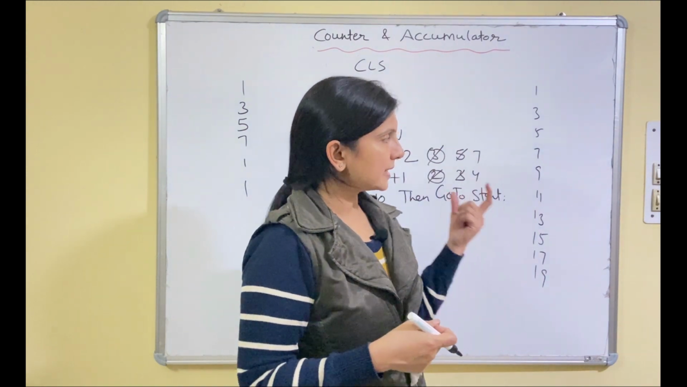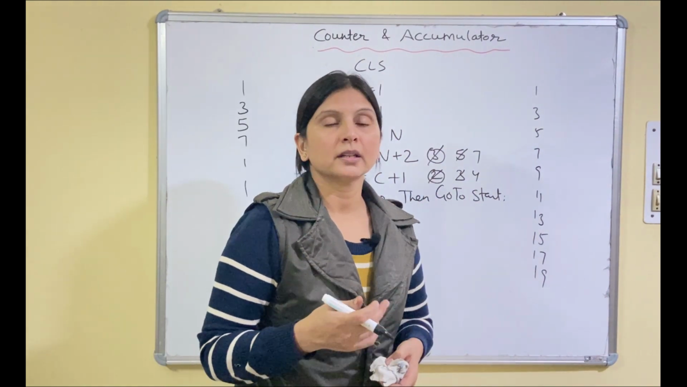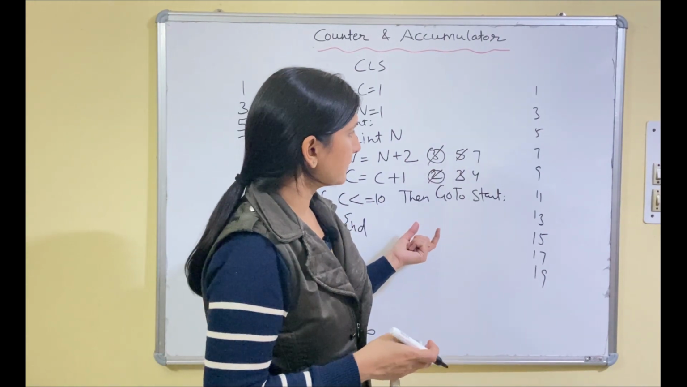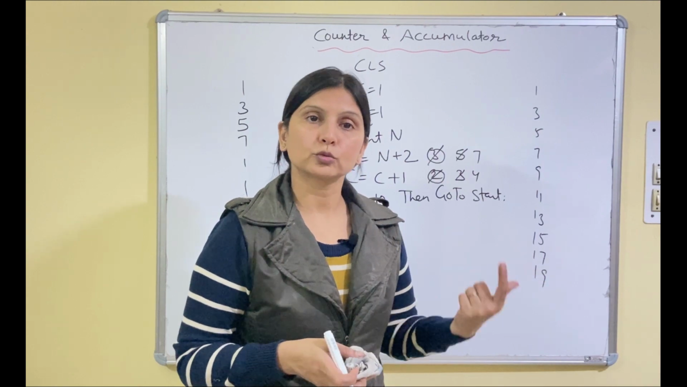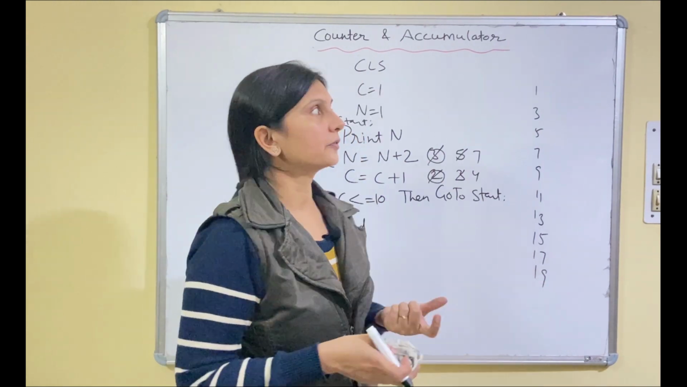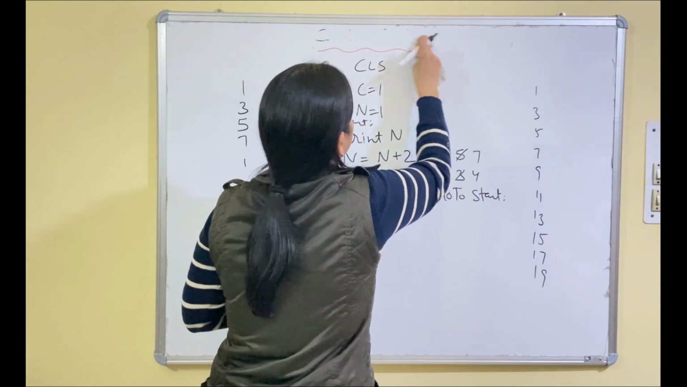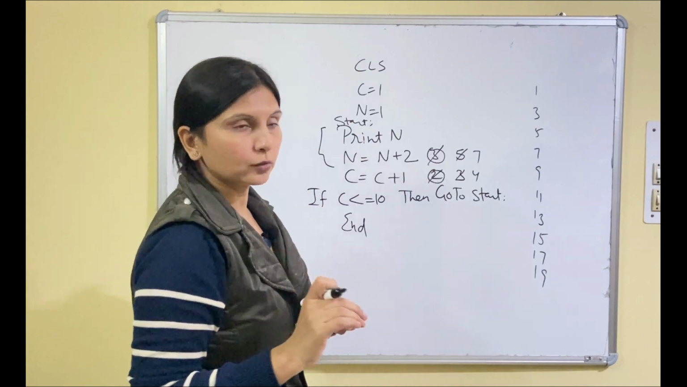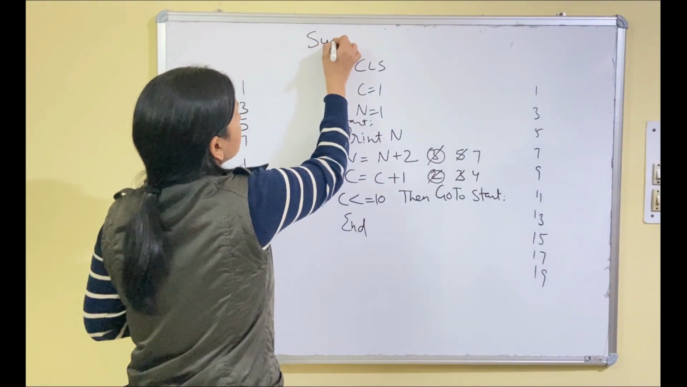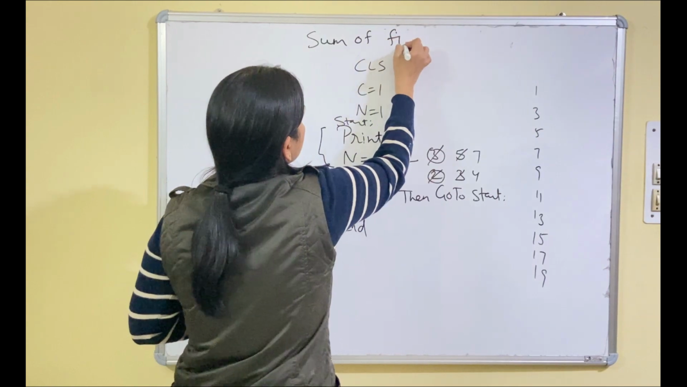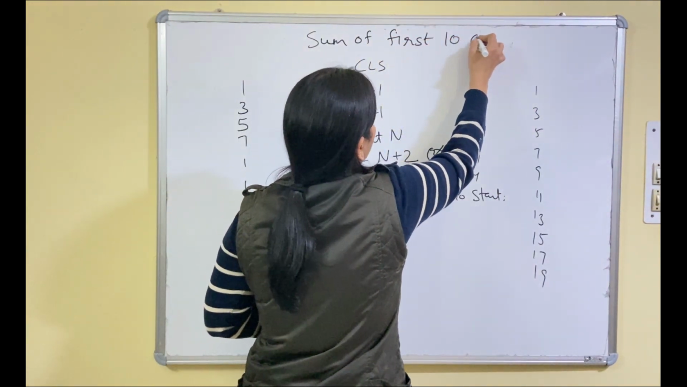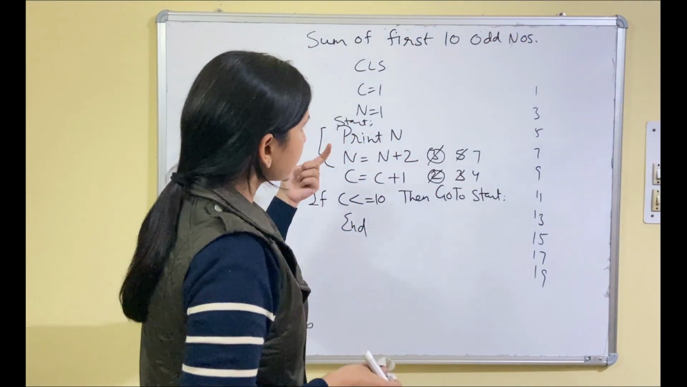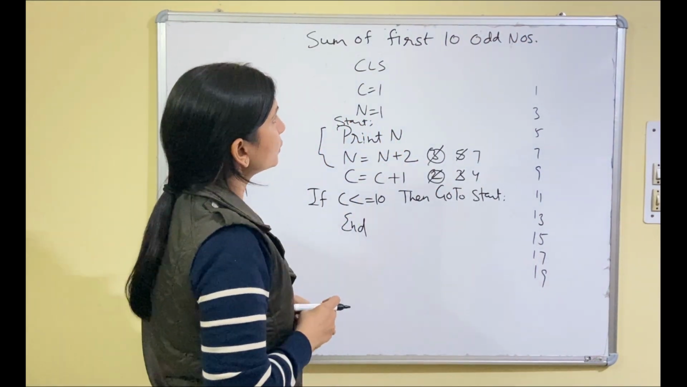Fine. Let's see, in the same program I am making some changes. Accumulator variable we use where we need to find out sum. So if I write a program to display sum of first 10 odd numbers, what is the program? This was to display first 10 odd numbers. Now it is sum of first 10 odd numbers.